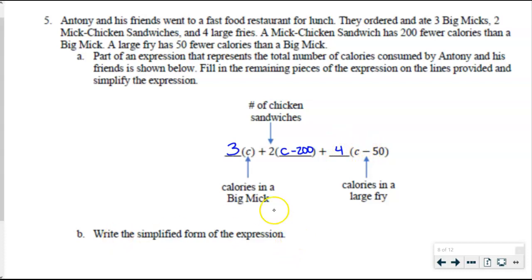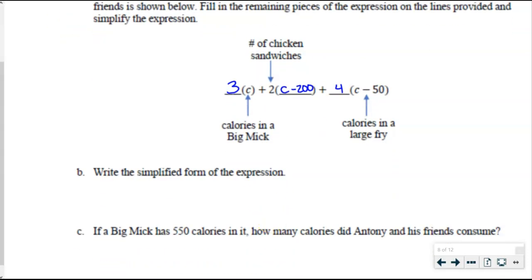So now it says write the simplified form of the expression. That means I've got parentheses, our grouping symbols. Can we simplify those? Nope. C minus 200, can't simplify that. C minus 50, can't simplify that. So why are those parentheses there? Because they're grouping that multiplication. So that's what I'm going to do to simplify.